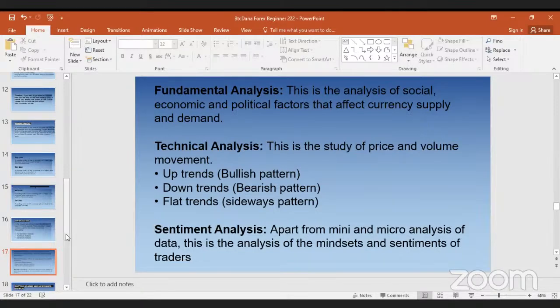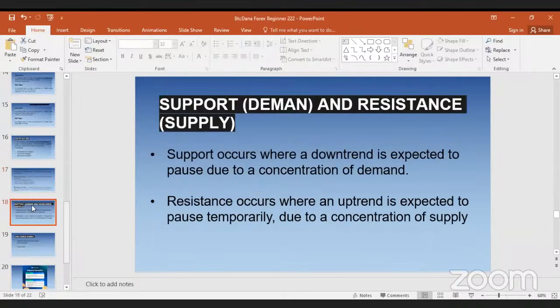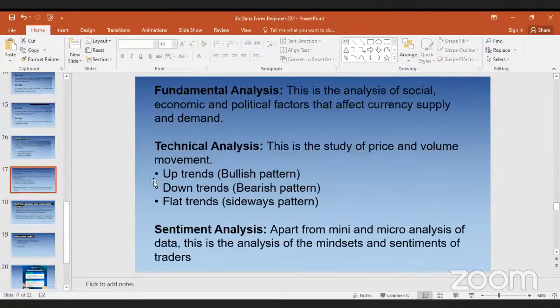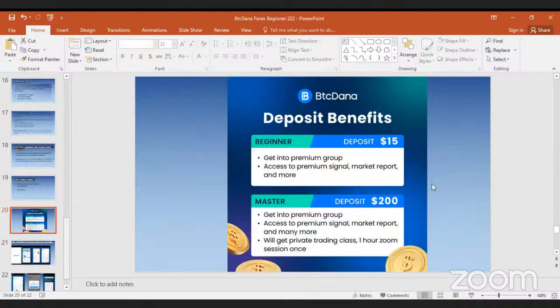So that is all for our forex analysis. Looking at the technical analysis, you see this fundamental analysis. I would have loved to introduce you more to it, but if you want me to show you the fundamental analysis, I'm going to put this in our BTC Dana. So I'm going to put it here.